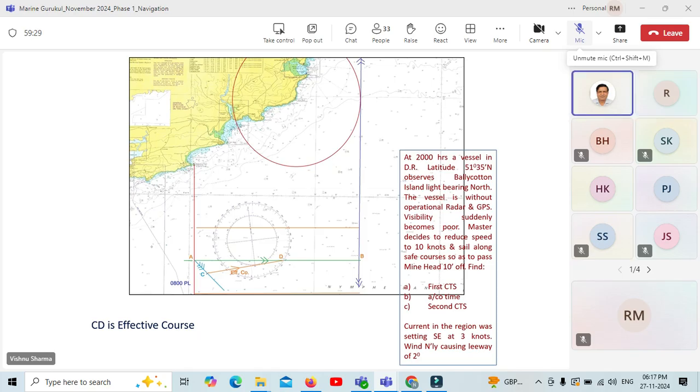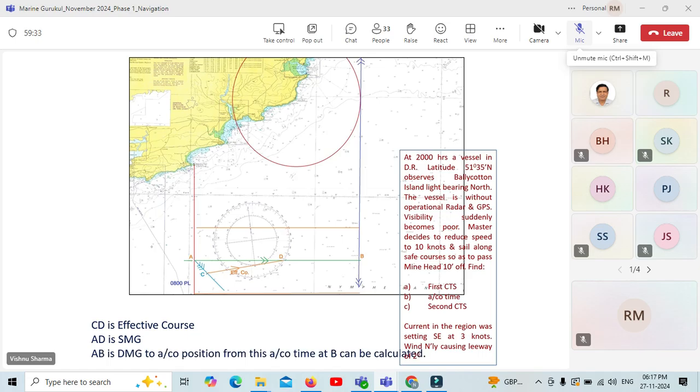CD is the effective course. AD is the speed made good. AB is the distance made good to the alteration position. From this, we can calculate the time required for the alteration. That will be equal to AB upon AD.